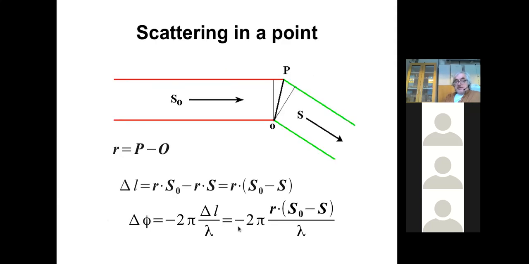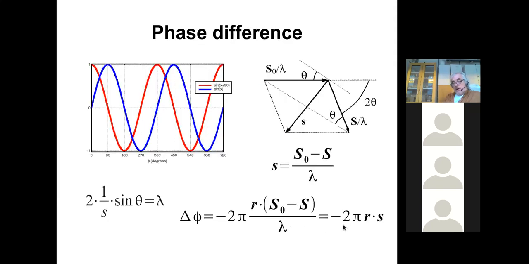The phase difference was this, 2 pi times the length difference, or expressed like that. Or one can also see it as 2 pi r dot s, the scattering vector. So this will be a very, very common expression that we will see. Whether it is minus or plus is of less importance. It's partly dependent on which direction we define as the positive direction.